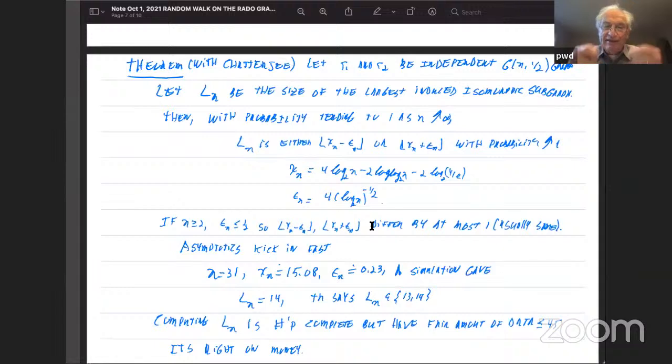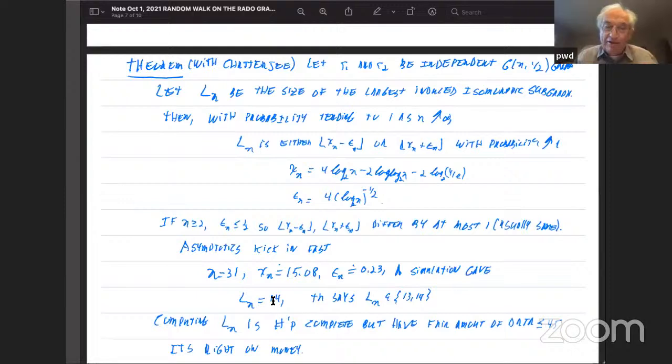These asymptotics kick in quite rapidly. It's a sharp P complete problem to compute the largest induced isomorphic subgraph. But some good people in Glasgow got interested, and they could do some small examples. When n is 31, my xn here is about 15, epsilon is about 0.2. So the floor of... the theorem says Ln is either 13 or 14, and a simulation gave that it's 14.